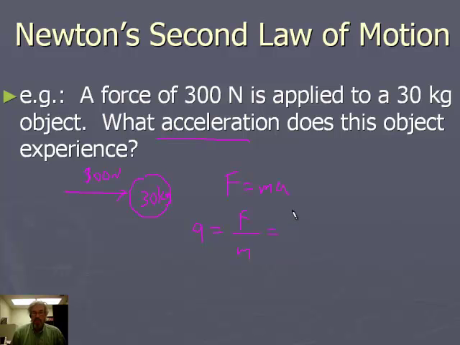Well, my force was 300 newtons, or I'm going to write it fundamentally as kilogram meters per second squared. And then I'm going to divide by 30 kilograms. Well, the units, here's what goes on. Kilograms drop out. I'm left with meters per second squared, and that's acceleration. 300 divided by 30 is just going to give me 30 divided by 3, which is just 10. So 10 meters per second squared is the acceleration on that object.